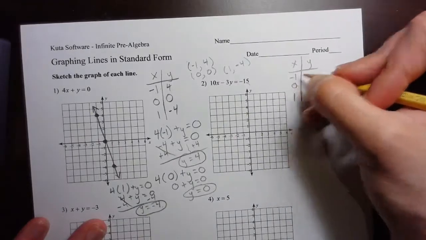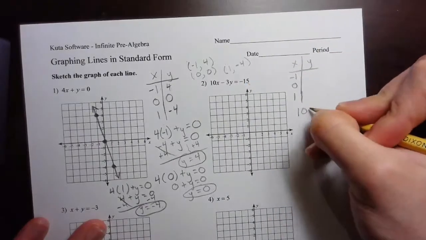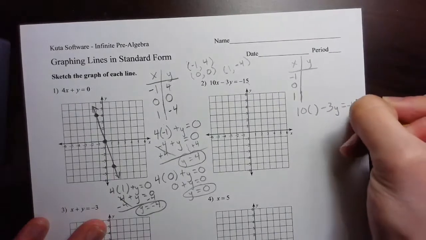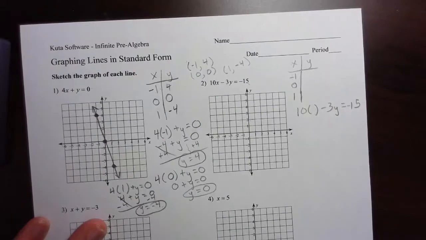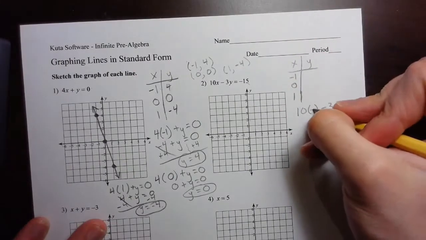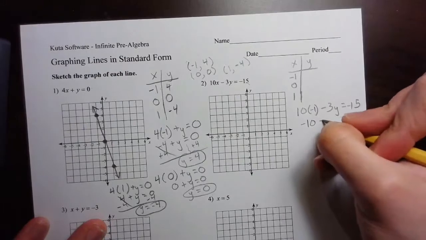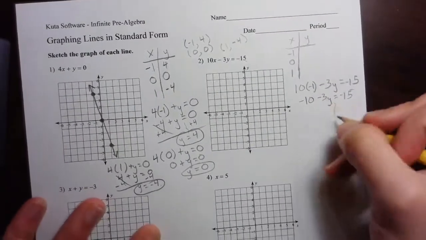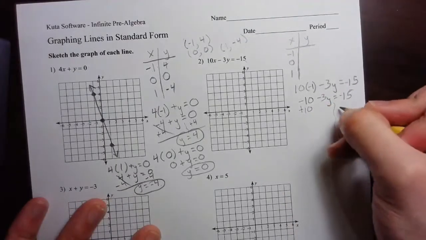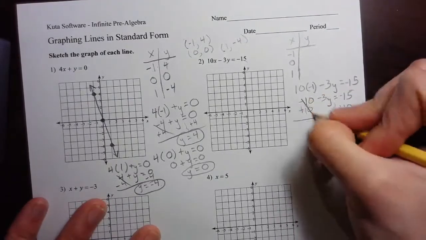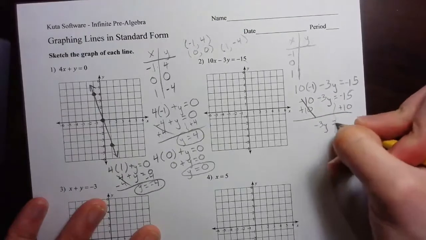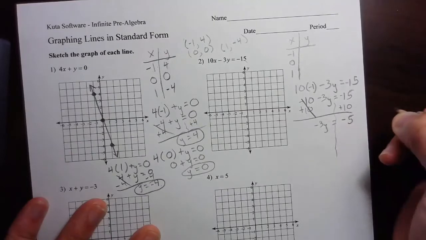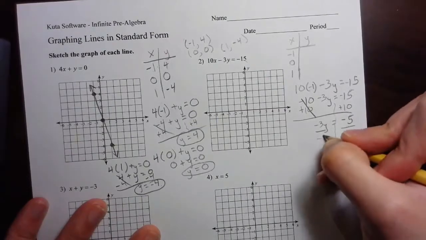So let's see. -1, I'm going to do my 10 instead of x. It's going to be a blank. Minus 3y equals -15. And then let's plug that in, -1. So that becomes -10 minus 3y equals -15. Solve for that. So plus 10, cross out, -3y equals -15 plus 10 is -5. Then divide both sides by -3.